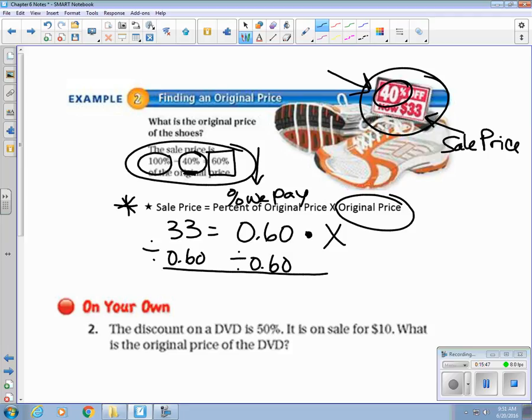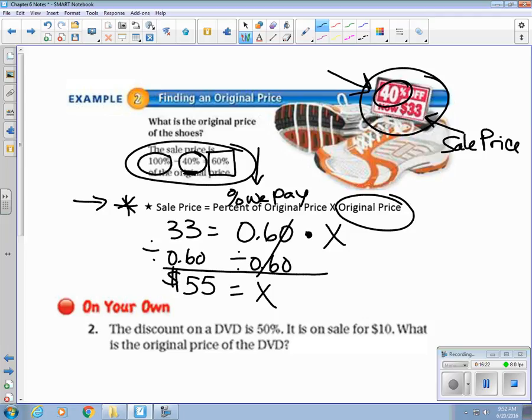And when we do that, these are going to cancel out, and all I've got left over here is X, which represents the original price. And over here, I'm going to do 33 divided by 0.6 on my calculator, and that's equal to 55. So what that's telling me is that the original price of these sneakers was $55, and after a 40% discount, they're now $33. So this little formula right here is very useful in being able to find a sale price.